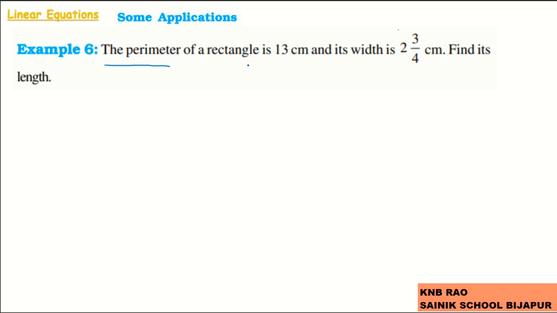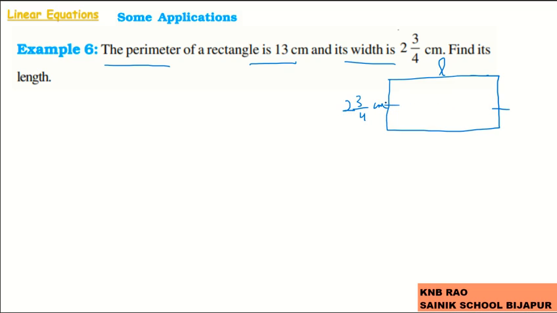Here the perimeter of a rectangle is 13 centimeter. So we have a rectangle. Let's say its length being L, its breadth or width is given as 2 integer 3 by 4 centimeter, which means on conversion 4 twos are 8 plus 3, 11. So 11 by 4 centimeter, or you can say even 2.75 centimeter. Here 2 integer 3 upon 4 is nothing but 2.75 centimeter. We don't know the length, we are asked to find that length, but we are given the perimeter.